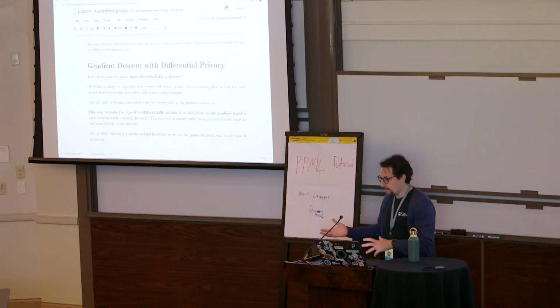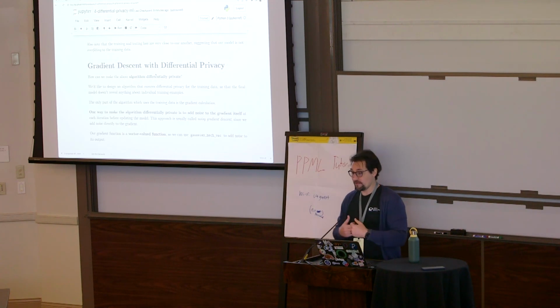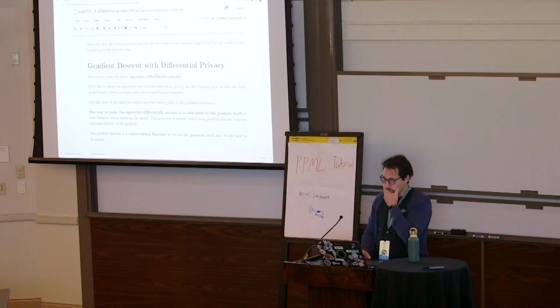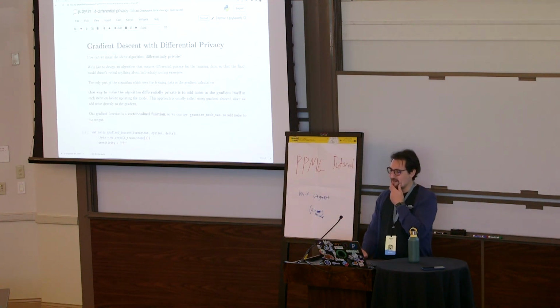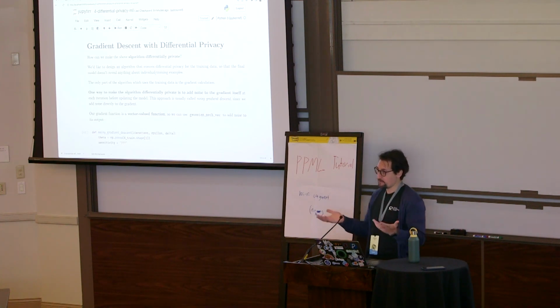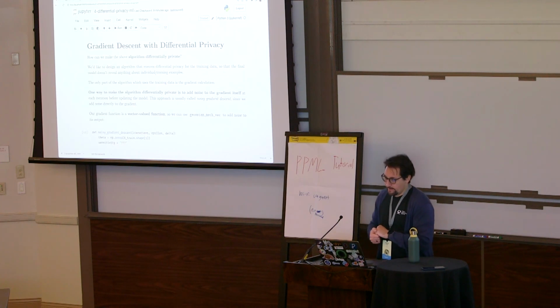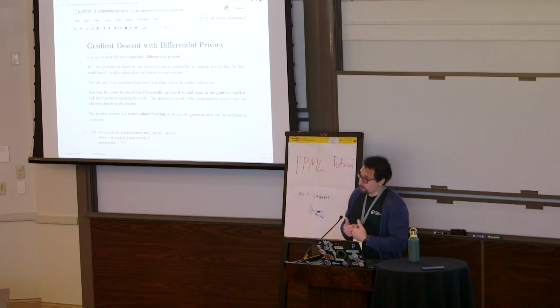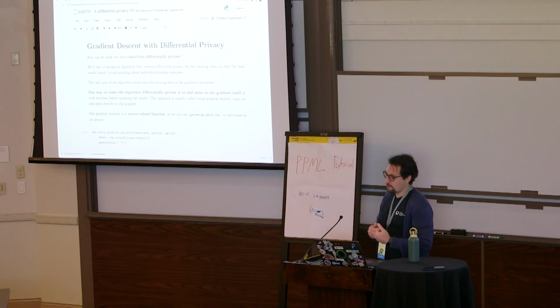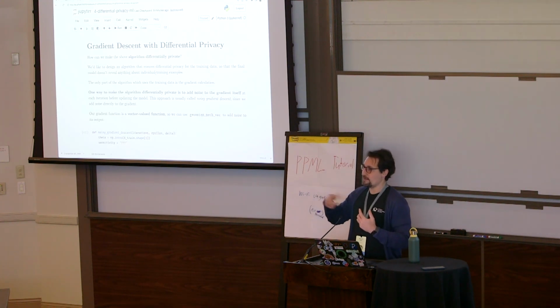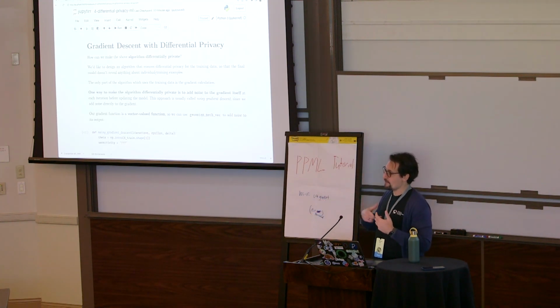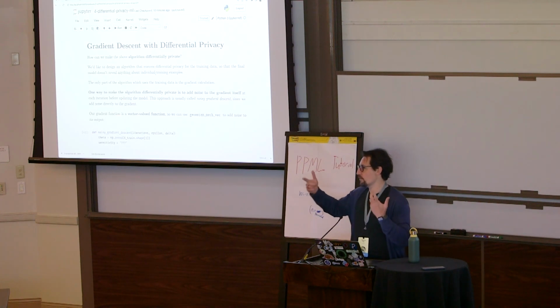Now we have to finally introduce differential privacy in this framework. So we're dealing with gradients, so we're dealing with vector-valued data. And one way to make our algorithm differentially private is to add some noise to the gradient itself. So rather than training on the actual gradient, we can have an algorithm training on a noisy version of the data.